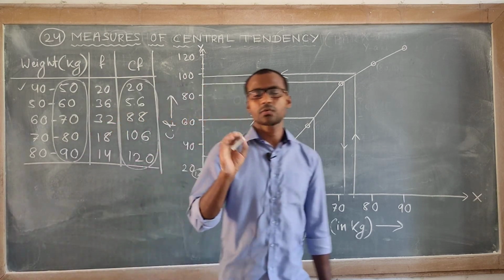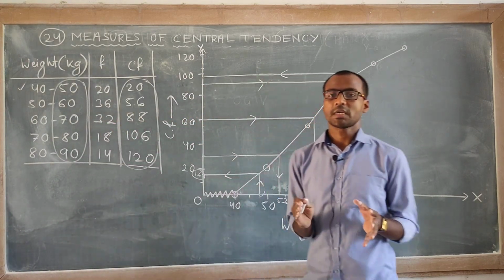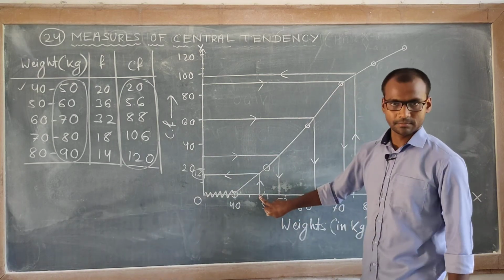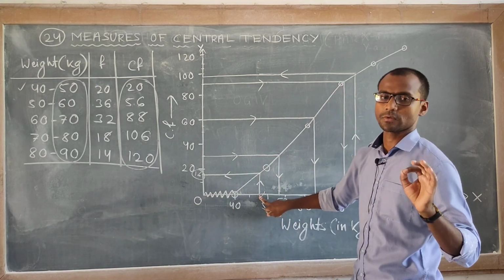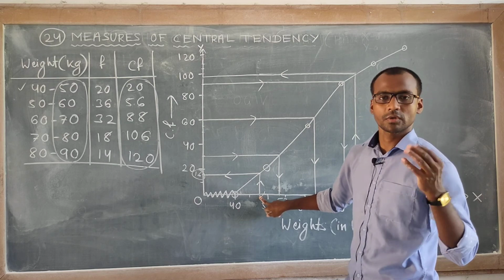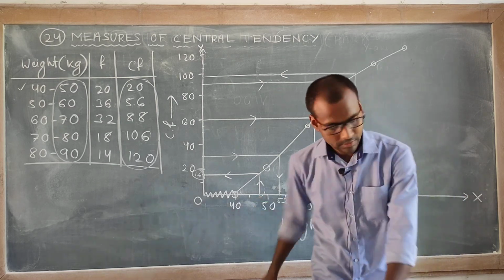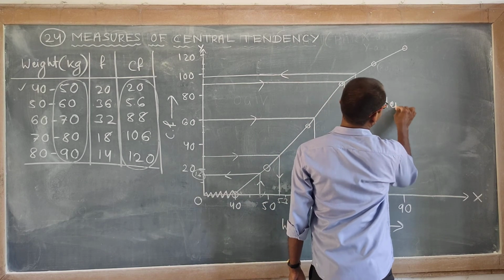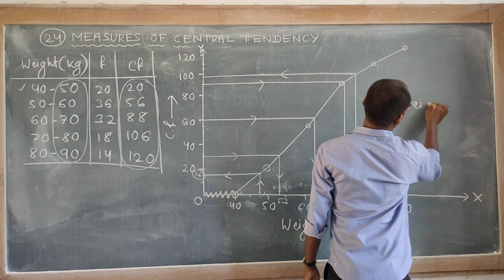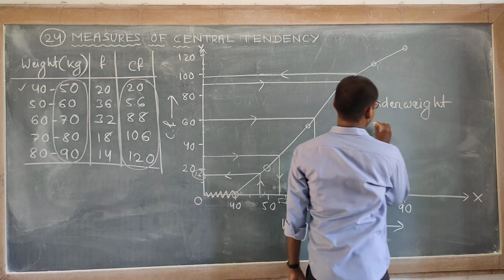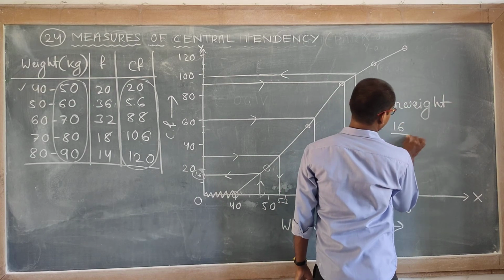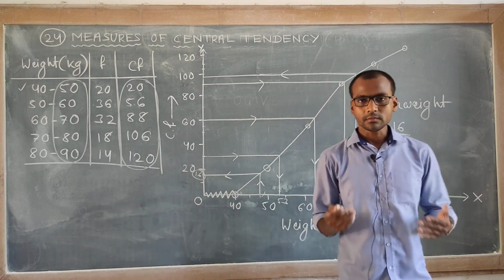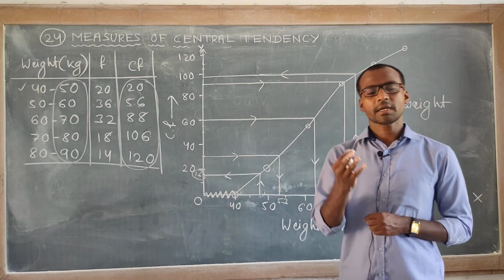So there are 16 students in the class whose weight is below 48 kg. So they are underweight children. The number of children who are underweight is equal to 16. So for below, the direct answer we will get.